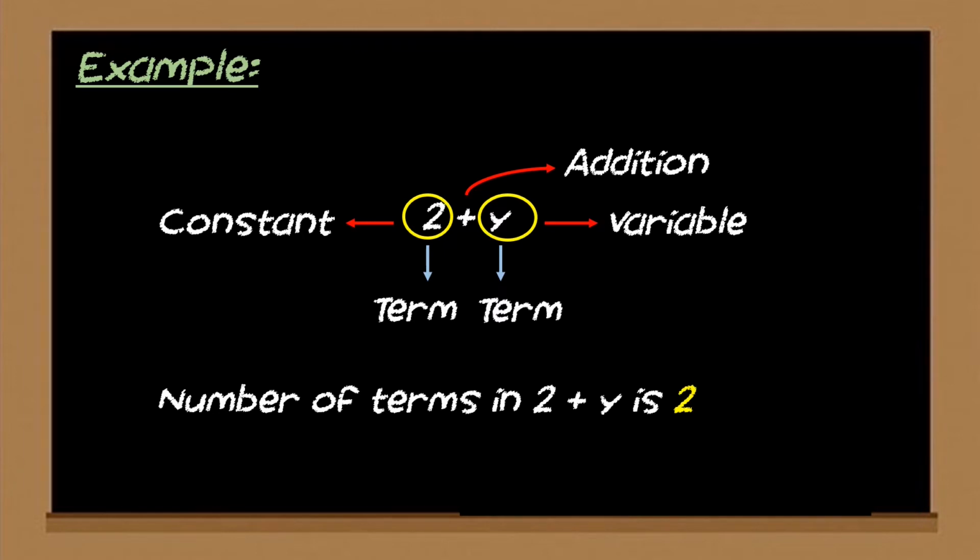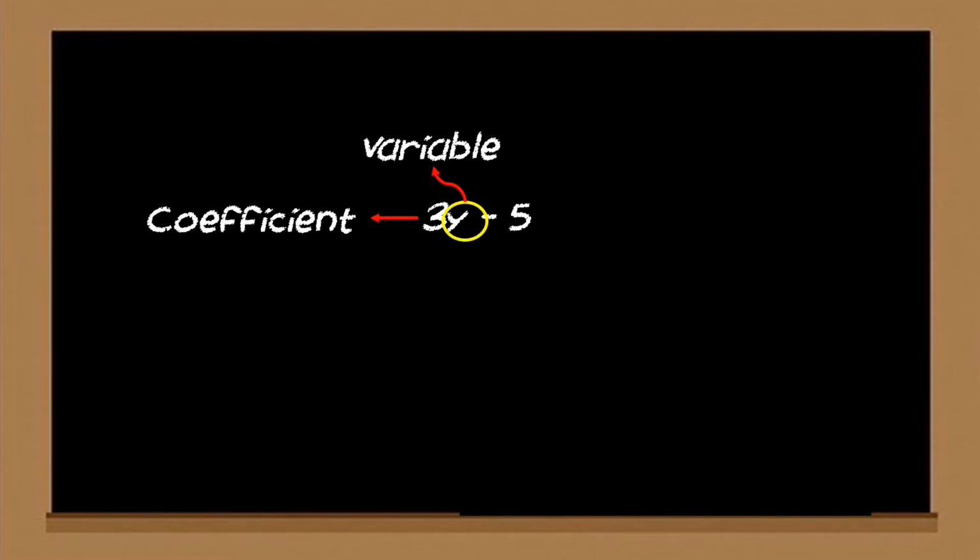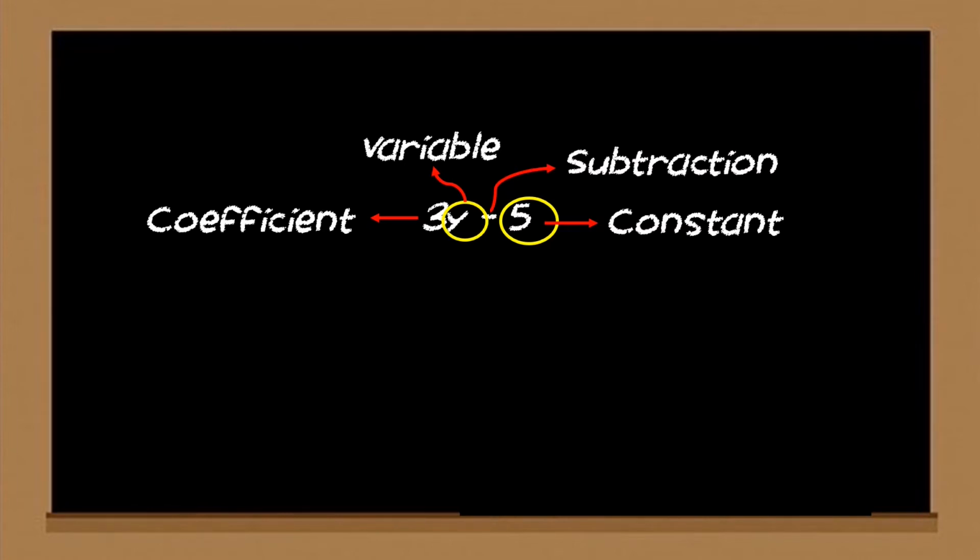Look at this algebraic expression. 3y minus 5. Here, 3y is a term, where y is a variable. And 3 is a coefficient of the variable y. In this algebraic expression, 5 is a constant, and it is a term. The mathematical operation subtraction combines both 3y and 5. In 3y minus 5, 3y is one term, and the constant 5 is another term.